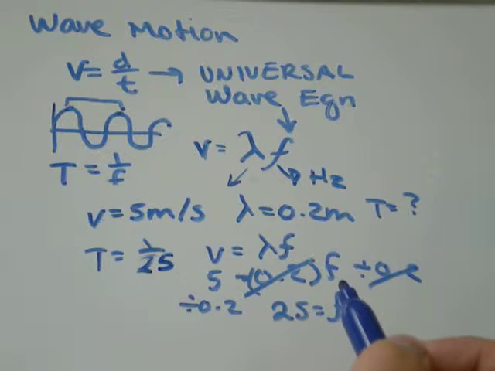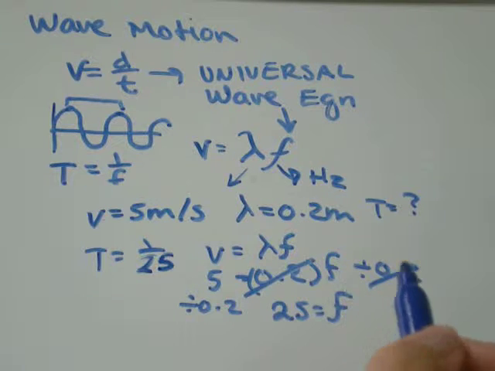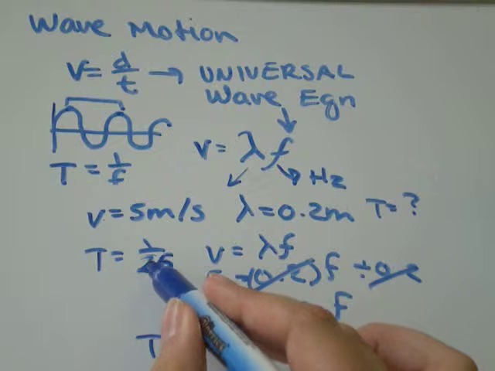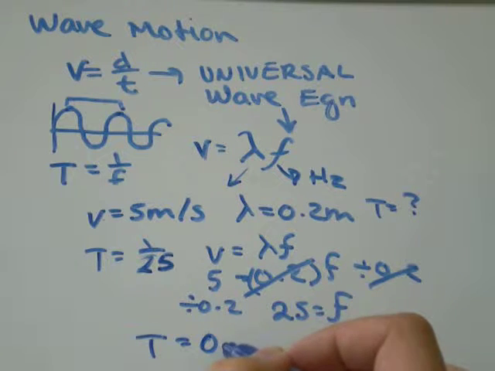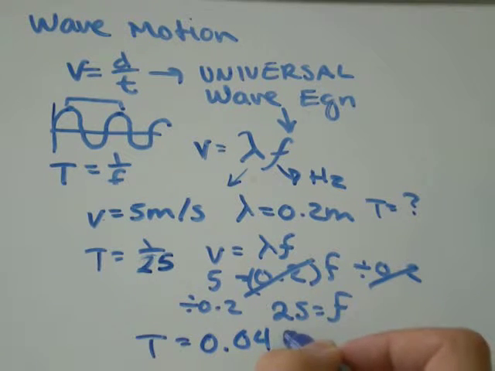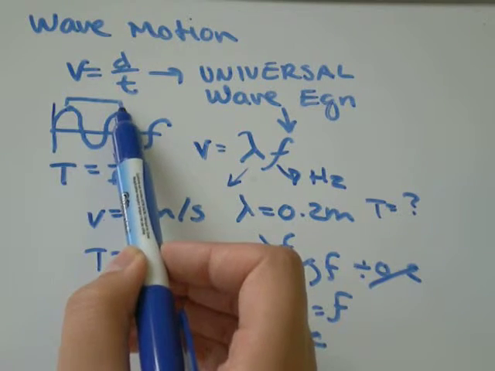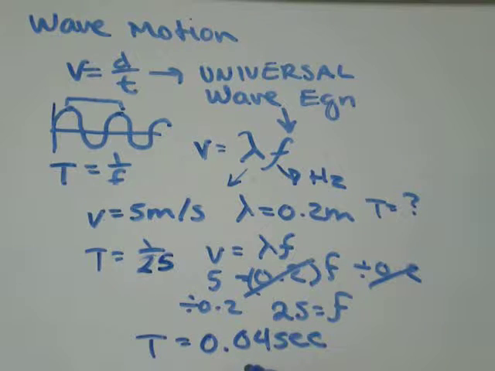Period is inversely related to frequency, so I'll get that period equals 1 divided by 25, which is 0.04, and period is measured in seconds. So to go from high point to high point, it takes 0.04 seconds.